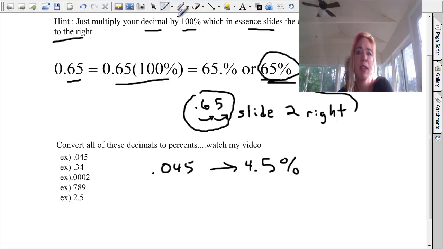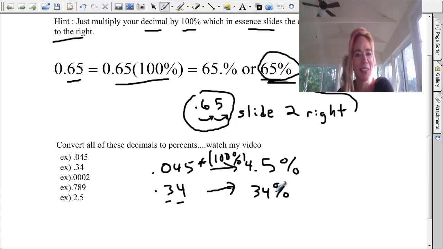Now I'm going to make a little note to self here: times 100, and then carry along that percent symbol. So that will be 4.5%. Let's try the next one, 0.34, and I'm just talking this through with you. Hopefully you're sliding the decimal 2 units to the right in your mind, and you're saying that that's 34%.